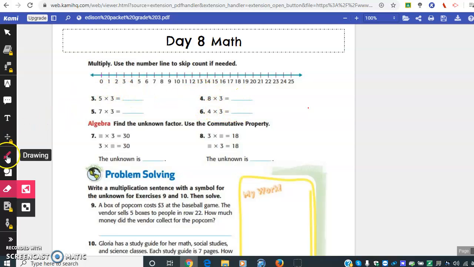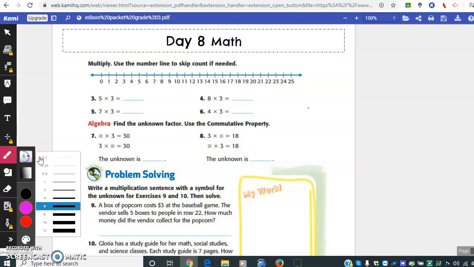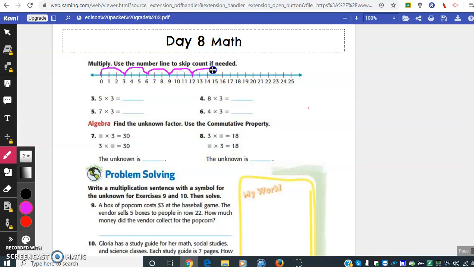I'm going to start with 5 times 3, and at 0, I'm going to make 1 jump of 3, which takes me to 3. I'm going to make another jump of 3, which leaves me at 6. 3 jumps of 3 is 9. 4 jumps of 3 is 12. And 5 jumps of 3 is 15. So I know the answer for number 3 is 15.